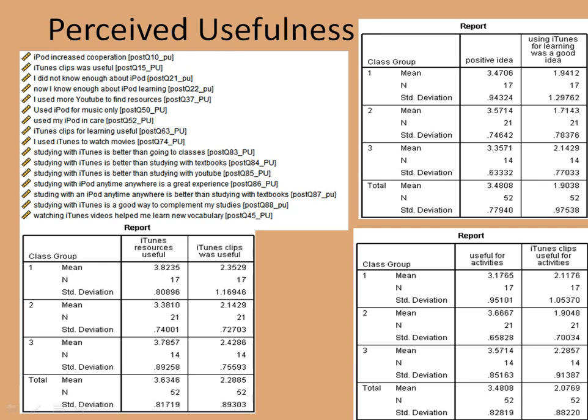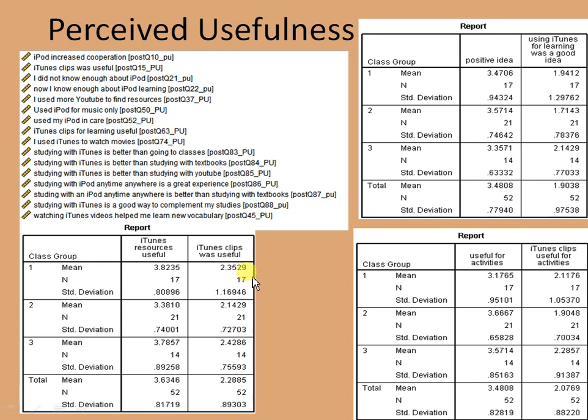So now what I'm going to do is I will look at each of these items one after the other. In the perceived usefulness, what you can see is that in the beginning, iTunes resources is useful. And in the beginning, students were around the 3.8 mark, which means that the students were not sure whether they thought that iTunes resources were useful. For 5, on a Likert scale, 5 being totally disagree.